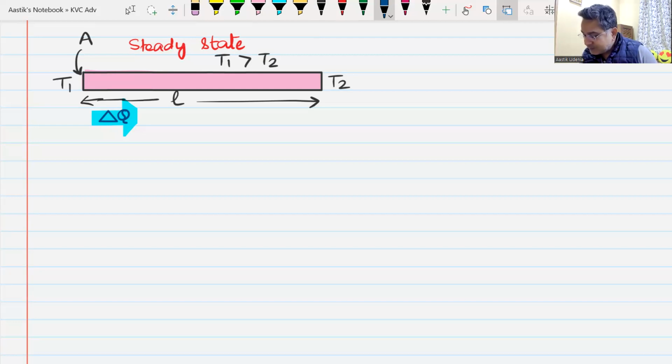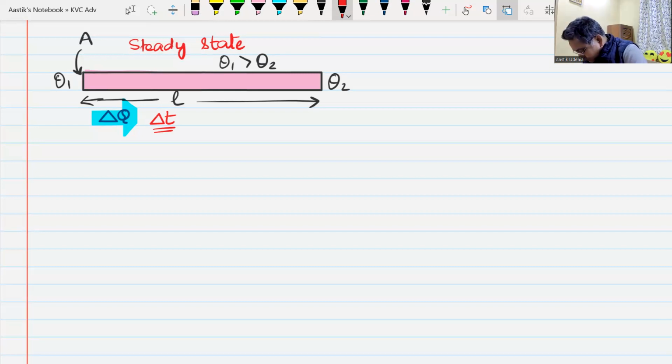Instead of calling the temperatures T1 and T2, let me change it because I will use T for something else. Let me call the temperatures theta 1 and theta 2, with theta 1 greater than theta 2. That does not make any difference. Now let us say that delta Q amount of heat has flown from section 1 to section 2 in time delta T, small delta T. The rod is in steady state. Delta Q amount of heat has flown from point 1 to point 2.